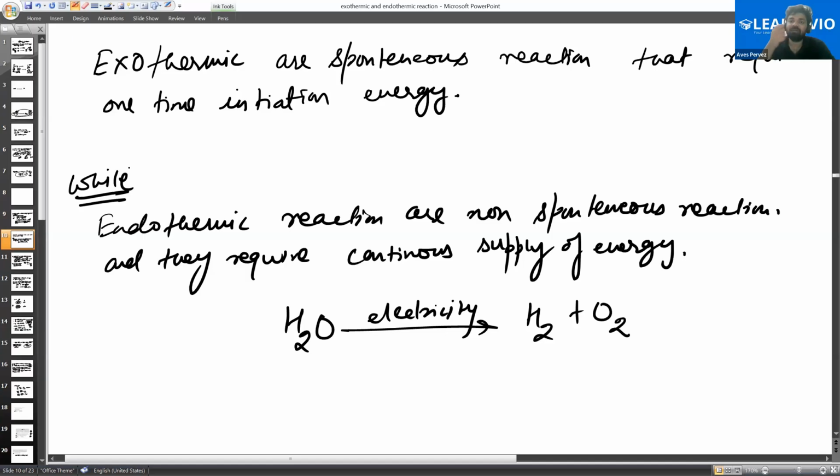Like for example, burning of coal. If you keep on burning the coal, keep on giving the coal, then it will keep on going and going. Exothermic reactions are spontaneous reactions. Spontaneous reaction means they keep on going. That requires one-time initiation energy.